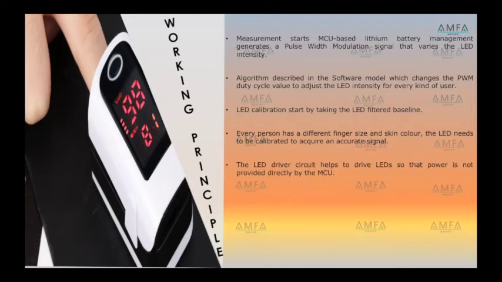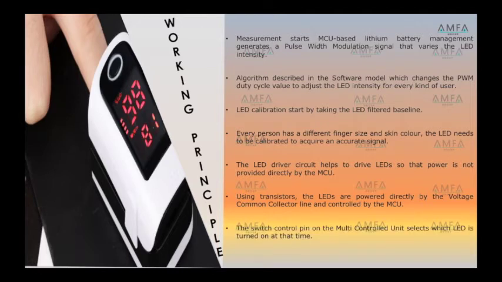The LED driver circuits help to drive the LEDs so that the power is not provided directly by the MCU. Using transistors, the LEDs are powered directly by the voltage, with a common collector line and a controller controlled by the MCU. The switch control pin on the microcontroller unit selects which LED is turned on at that time.